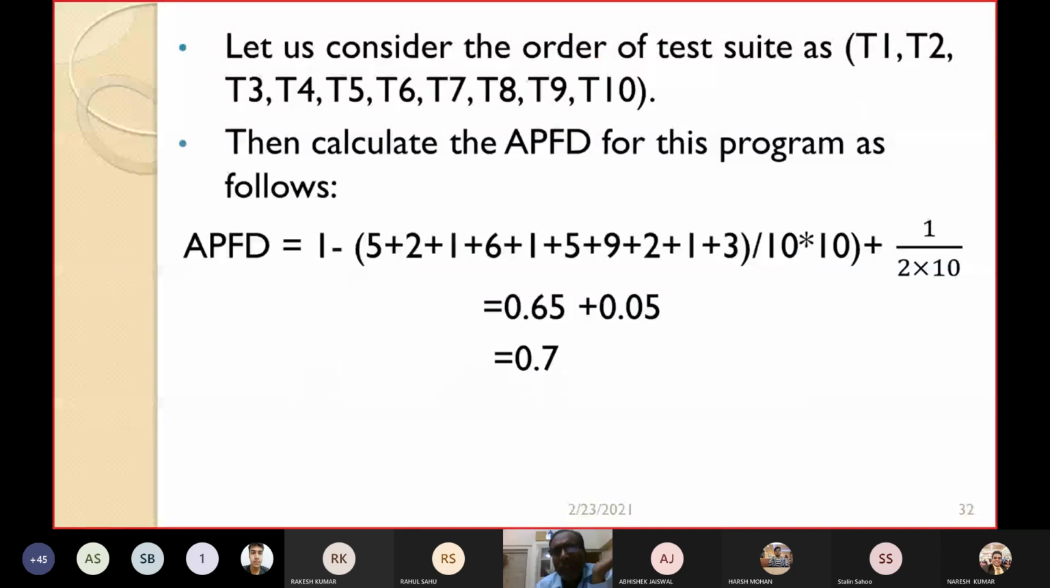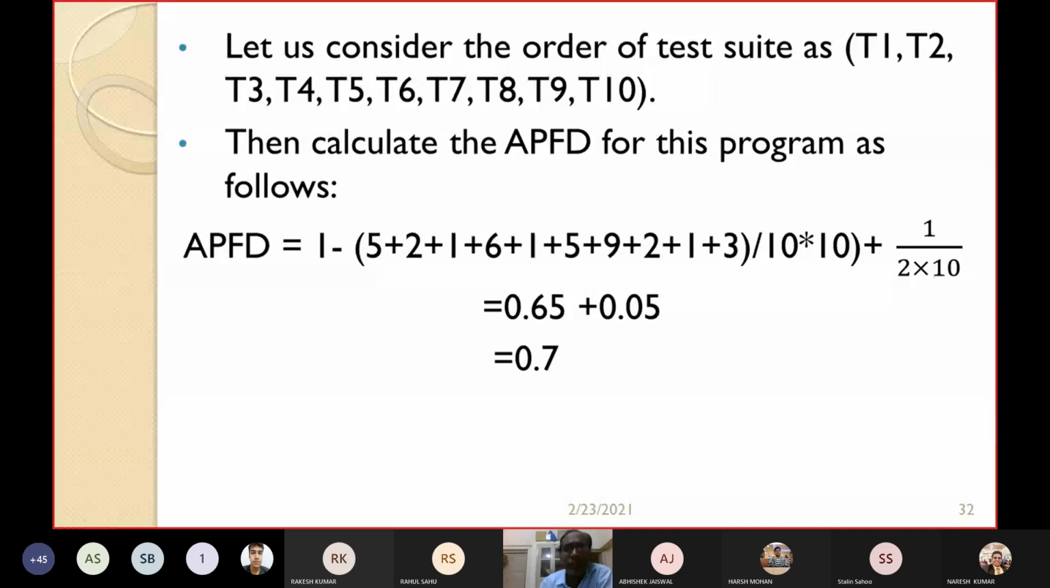So in the examination, a similar type of question will be there. So I have taken one example. Now you change these orderings of T1, T2, T3, T4, T5, T6, T7, T8, T9, T10. Find out the FPFD values. Then only you can understand the problem. Still, if you cannot understand, ask me in the next class.